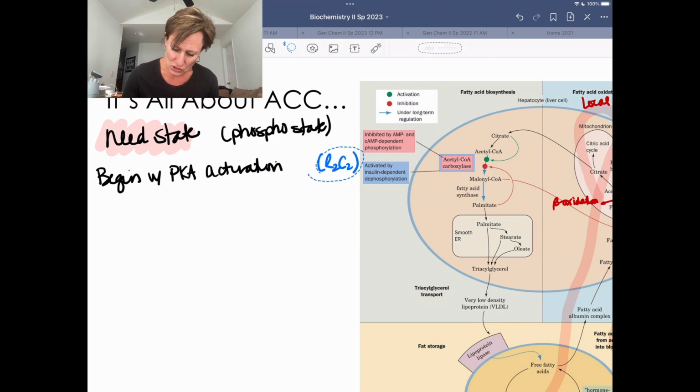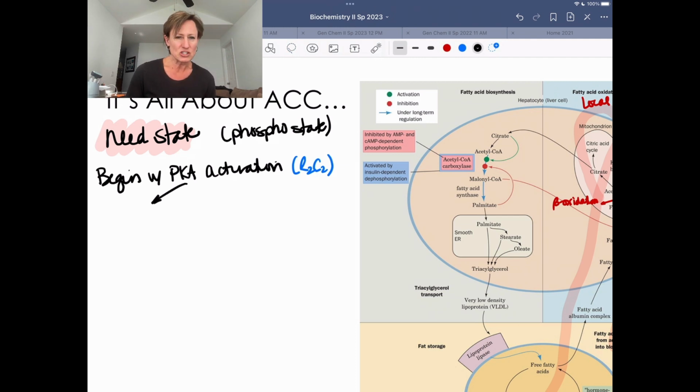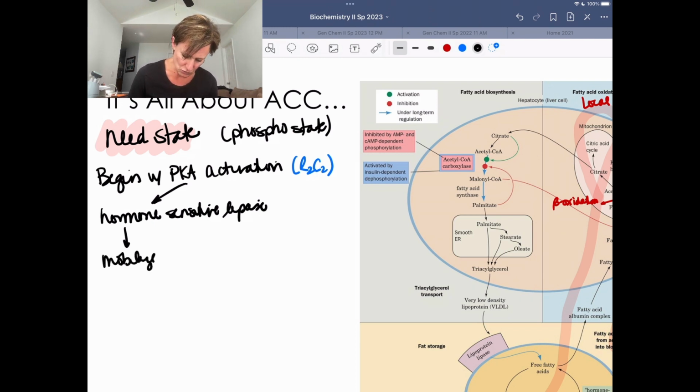And again, that's with that R2C2 enzyme that now is going to become free catalytic domains, because those regulatory subdomains are going to be binding cyclic AMP. So now that PKA is active, it's going to be phosphorylating that hormone-sensitive lipase. Okay, that's going to mobilize fatty acids to circulation.